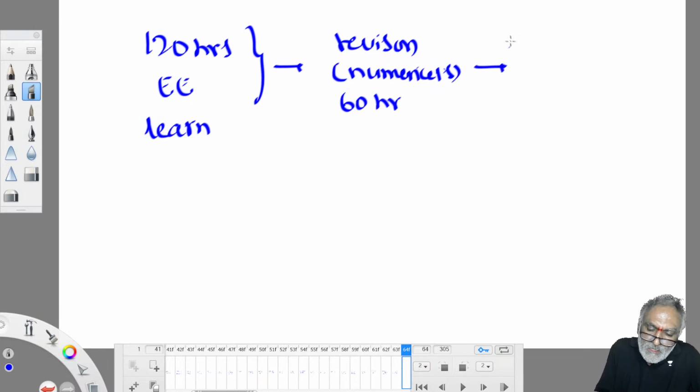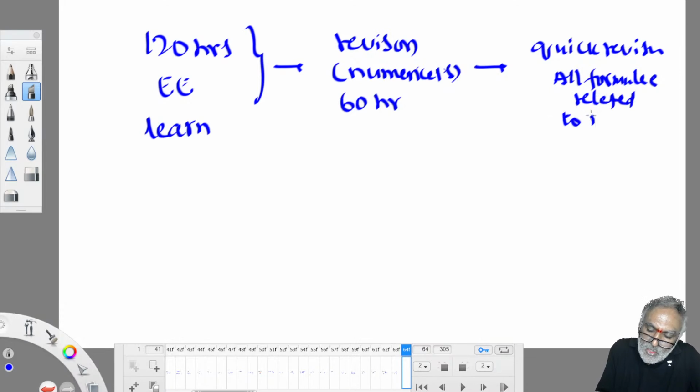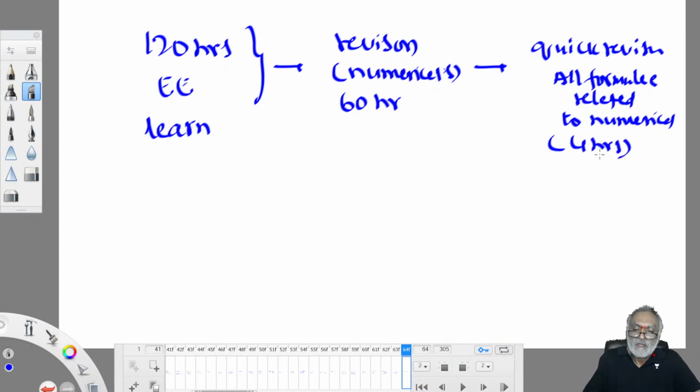So in this quick revision class, all the formulae related to the 60 hours of numericals, because GATE is more about numericals, we revised in 4 hours. Is it good? Because we don't have time; otherwise, having completed the 60-hour class, I would have converted it into a 10-hour class, and again a quick revision of some 2 hours. Anyway, something is better than nothing.